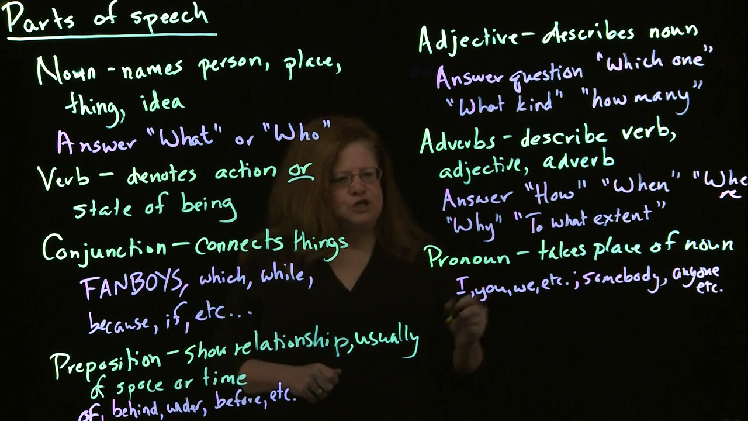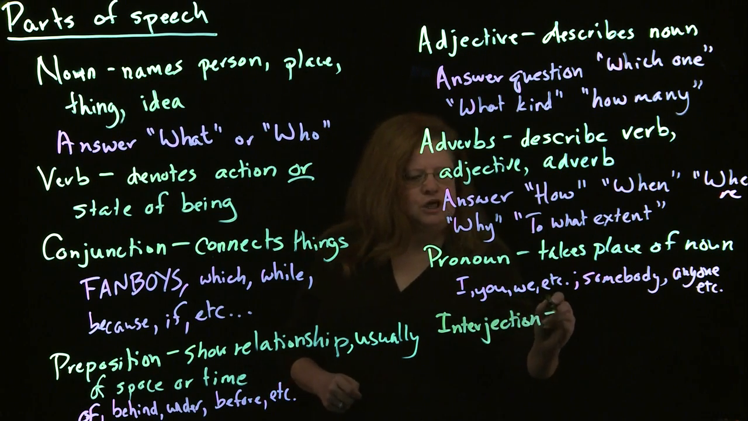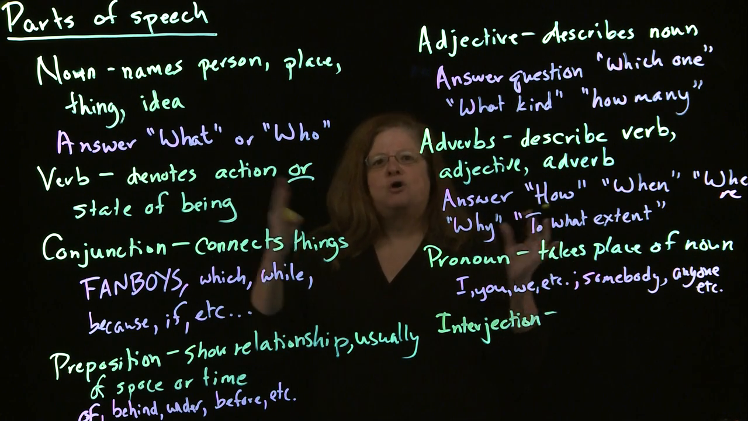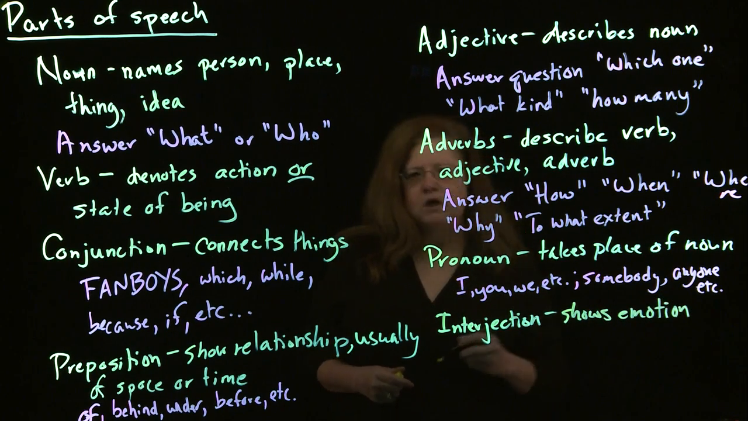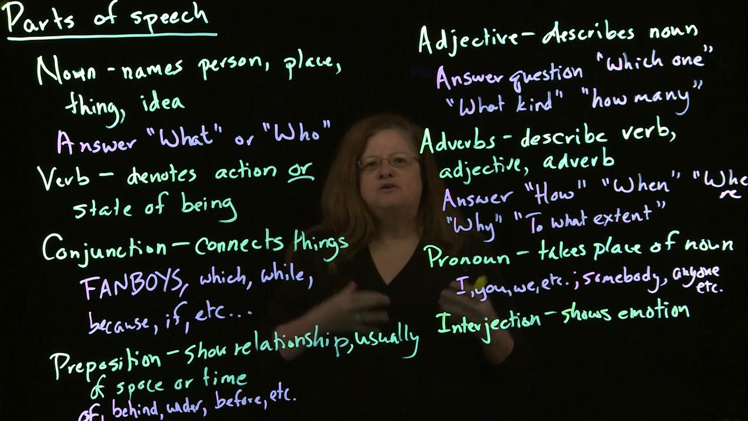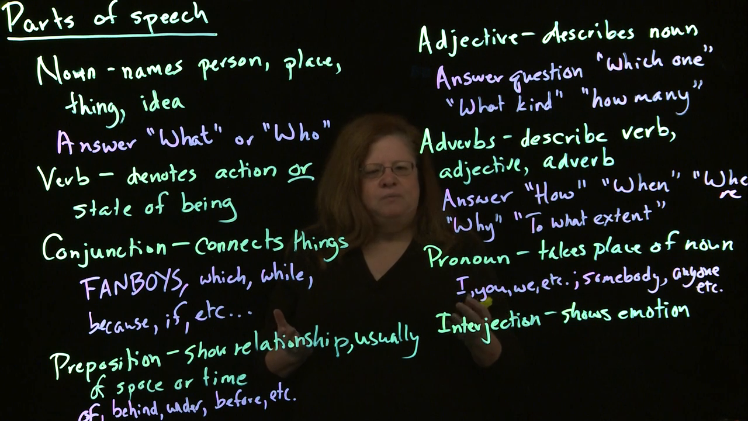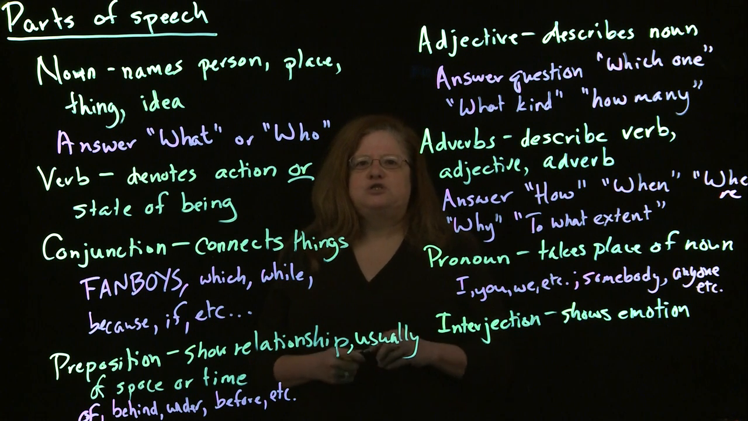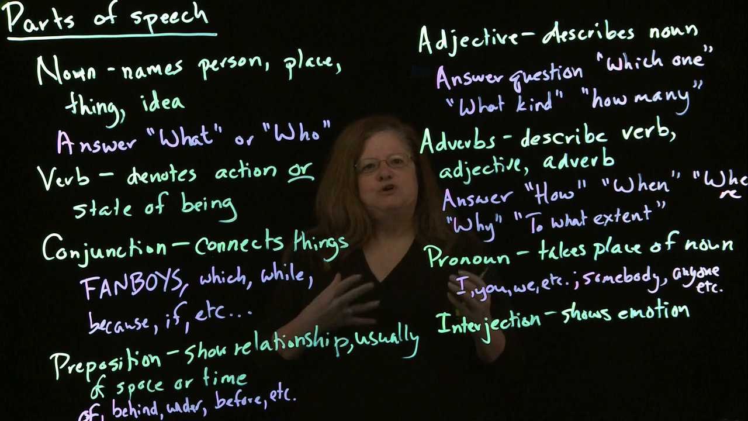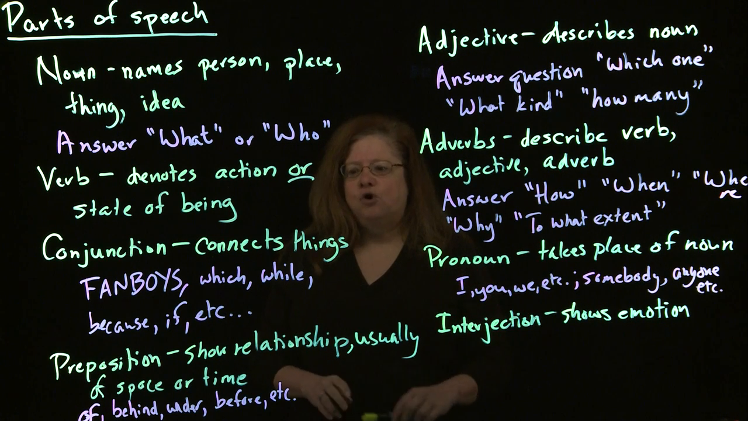Then finally, we have interjections. An interjection is basically a little extra word that's thrown in there that shows emotion. In a way, interjections aren't really part of the main sentence structure, but they can show something that gets the reader emotionally involved in the sentence. For example, ouch, or hey, or wowie, things like that. So interjections are things that show emotion. In particular, if you've got a situation where you may be using an exclamation point, you may also be using an interjection to show the reason for the exclamation point.